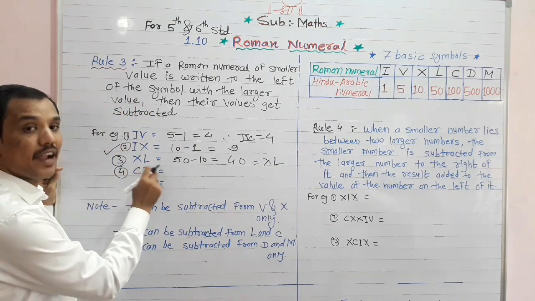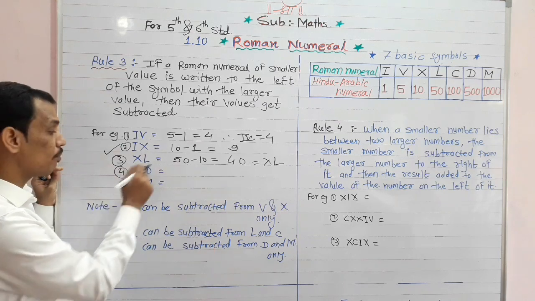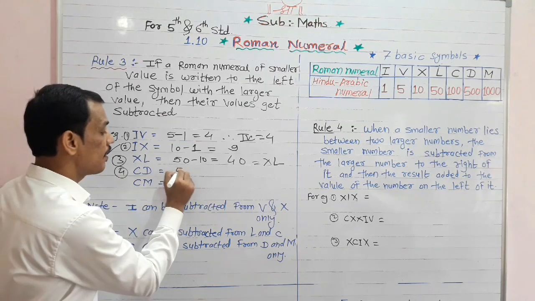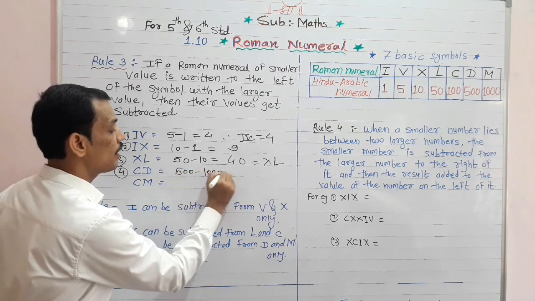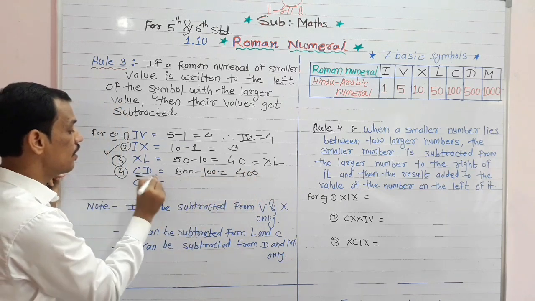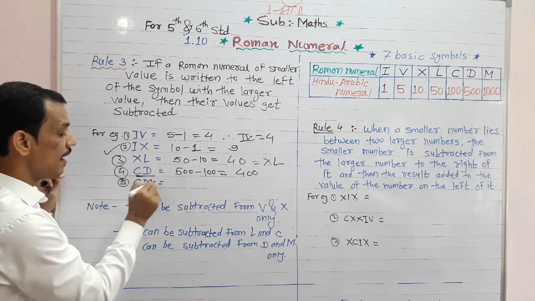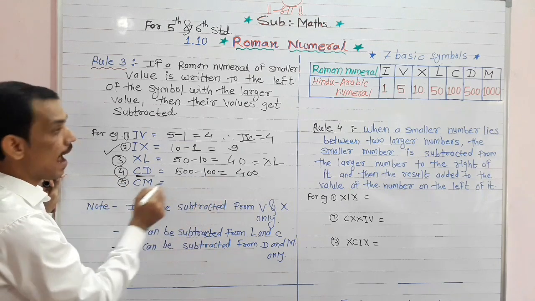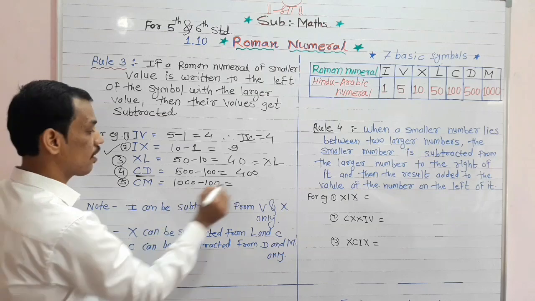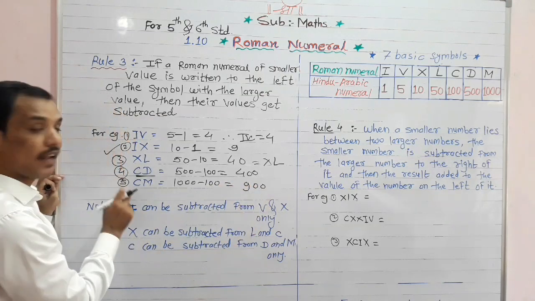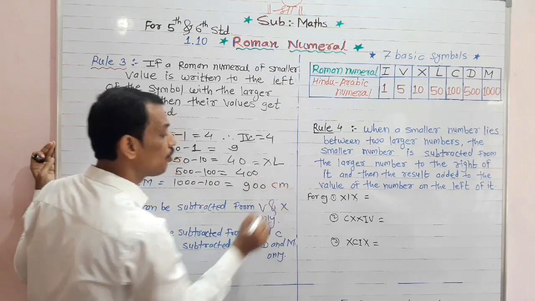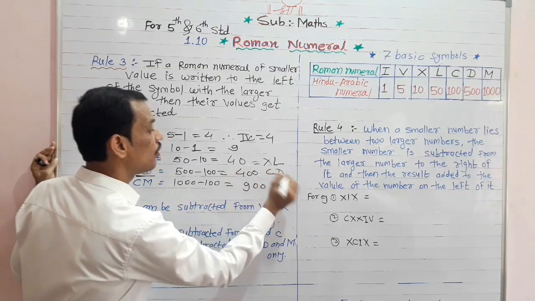Example number 4, CD here. Now the smaller value comes to the left side of the bigger value. So D stands for 500 and the C stands for 100. That's why 500 minus 100 is equal to 400, and this is the Roman numeral for 400, CD. Now example number 5, CM. C stands for, obviously, 100, and M for 1000. So 1000 minus 100 is equal to 900. And for the 900, which Roman numerals are used? CM. So I am writing CM here. For the 400 you can write CD.